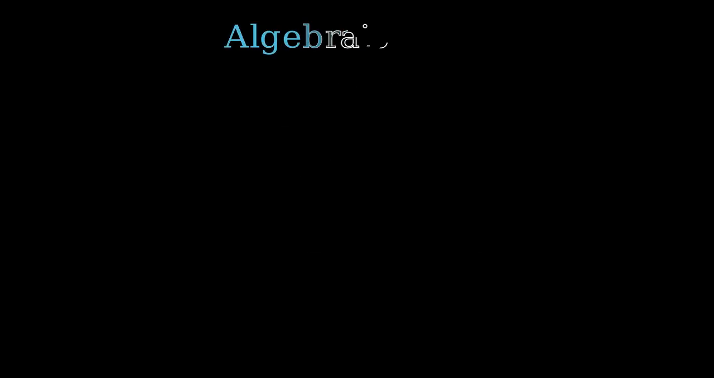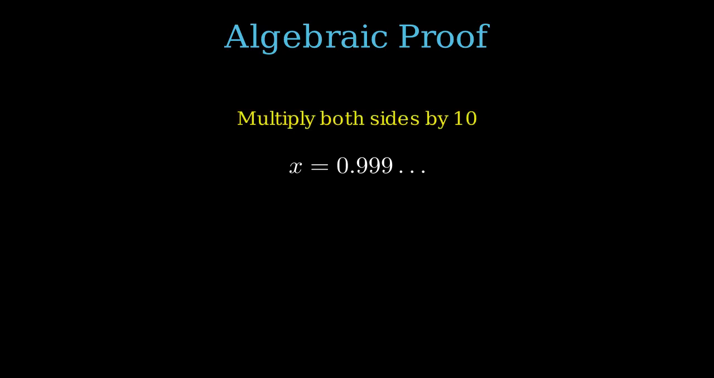We can prove this definitively using a simple algebraic trick that takes only a few seconds to understand. Let's set a variable, x, equal to 0.9 repeating. Now, if we multiply both sides of this equation by 10, we move the decimal point one place to the right. This gives us 10x equals 9.9 repeating. Here is the clever part. We can subtract our original equation from this new one.